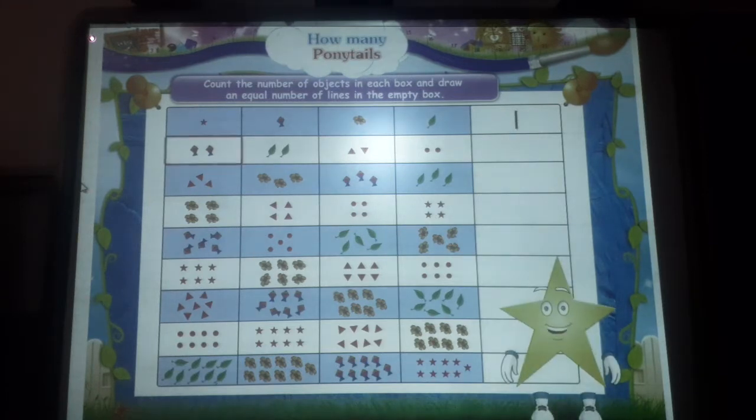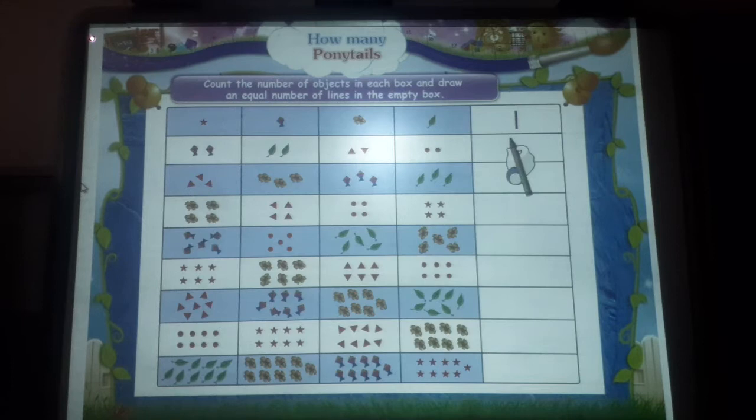Two kites, two leaves, two triangles, two dots. So, draw two lines in the box.